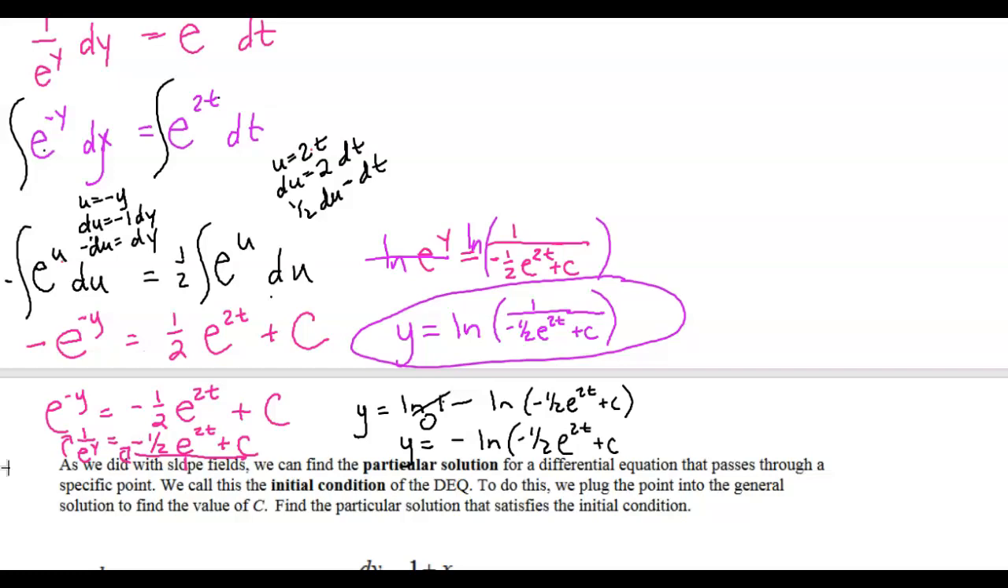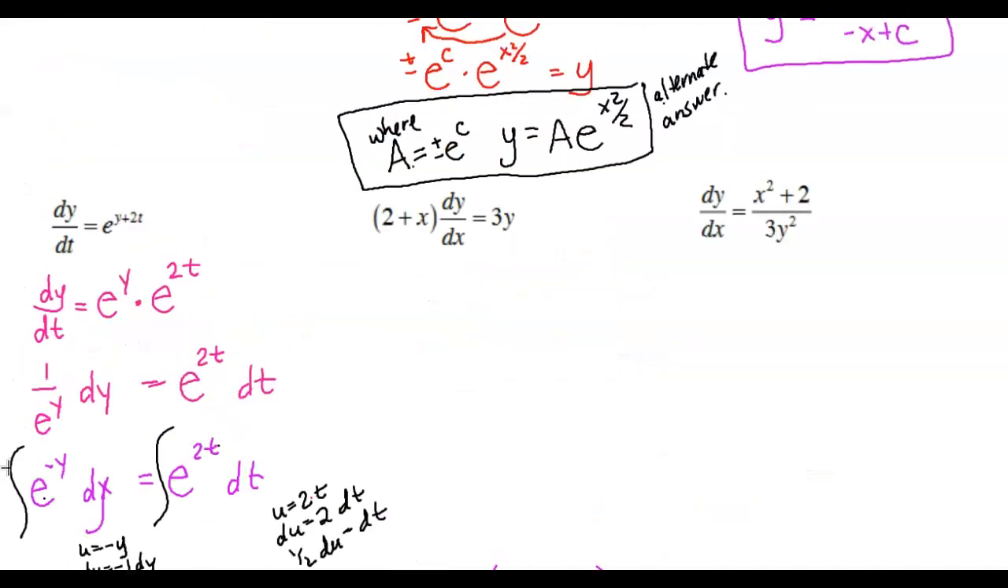And the inside of the log needs to be positive, and so you might see a restriction. And you might see where -1/2 e to the 2t plus c is greater than 0. Okay? Or you might see an absolute value sign, things like that. But for free response or on a quiz, I'm okay with that purple circle. All right, let's try the next one.